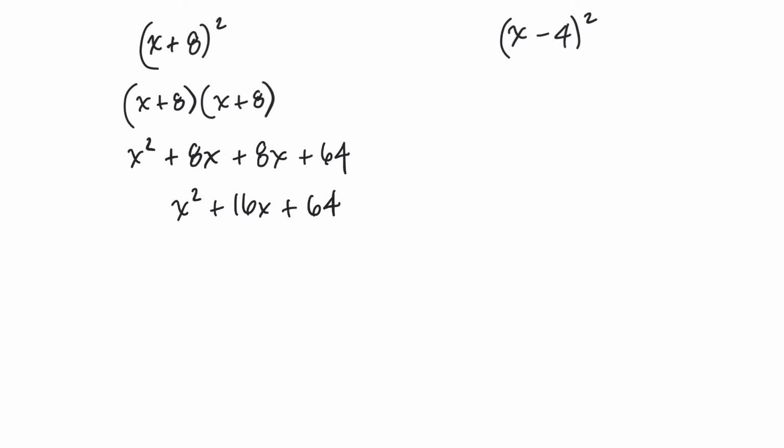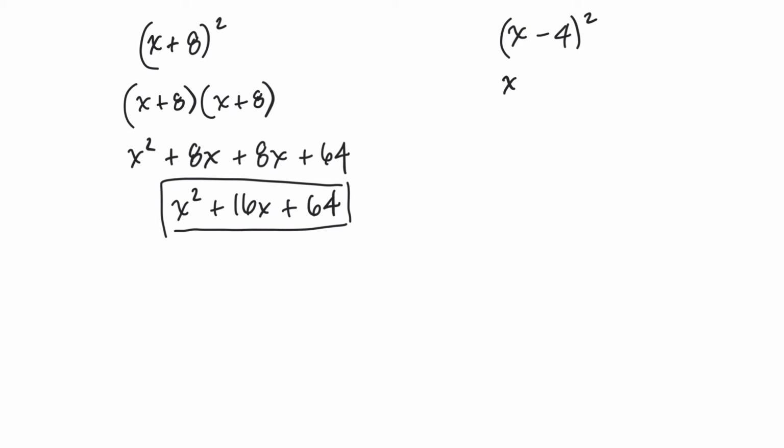Now there's a pattern that's happening here, and that will continue to happen when you're squaring a binomial. We'll come back to it. So this would be the square of x plus 8. So let's square x minus 4 now.